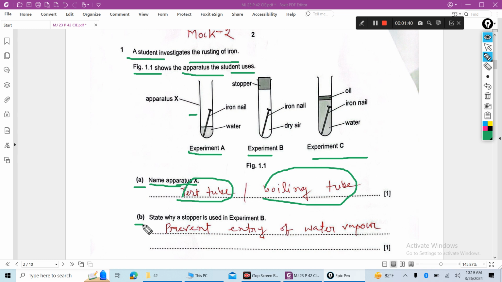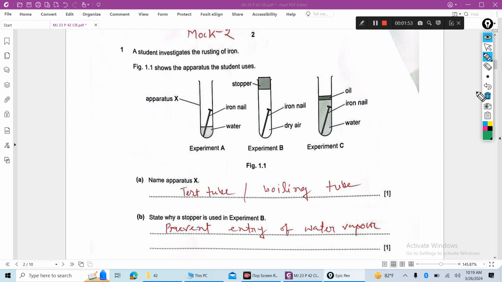B, state why a stopper is used in experiment B. This is a stopper. Why used? Prevent entry of water vapor. So here, dry air does not contain any water vapor, iron nail. So if you give a stopper, any moisture, any water vapor does not enter into the test tube. So what is the purpose of a stopper in B? Prevent entry of water vapor.